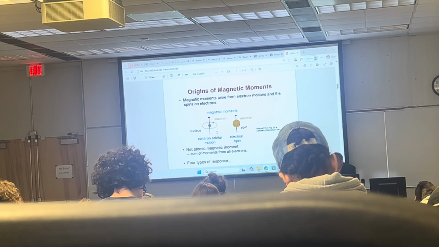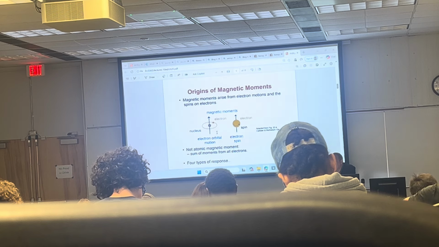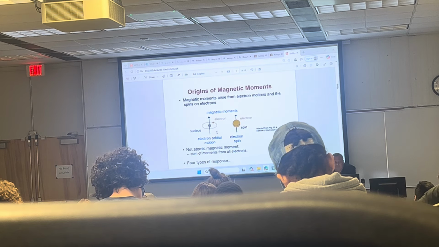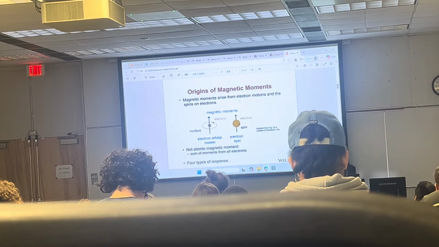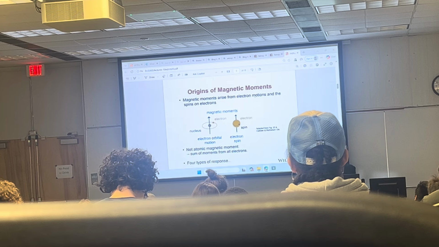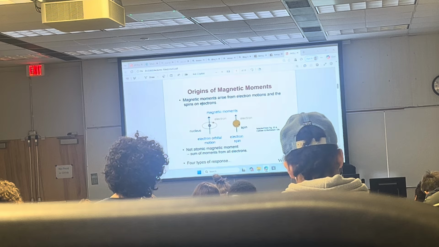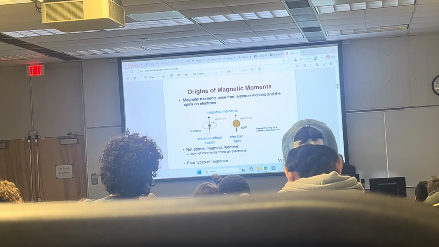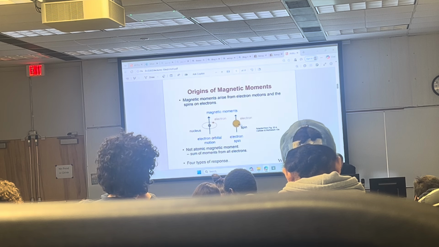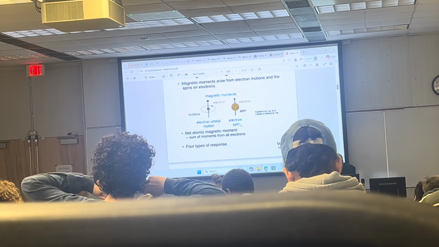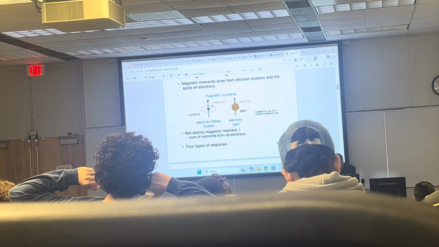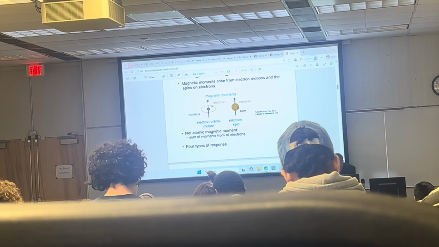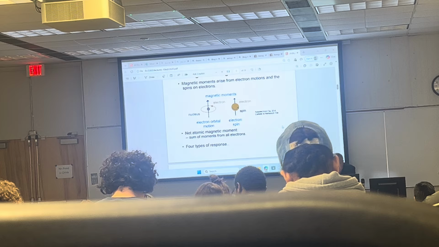You may ask, where is this magnetic thing coming from? Like, why is it a magnet? It has to do with the magnetic moments of the electrons and the spin of the electrons. Remember, the electrons have a spin? Here's the nucleus, and this is an electron. So, the net atomic magnetic moment is the sum of all the moments of all of the electrons.